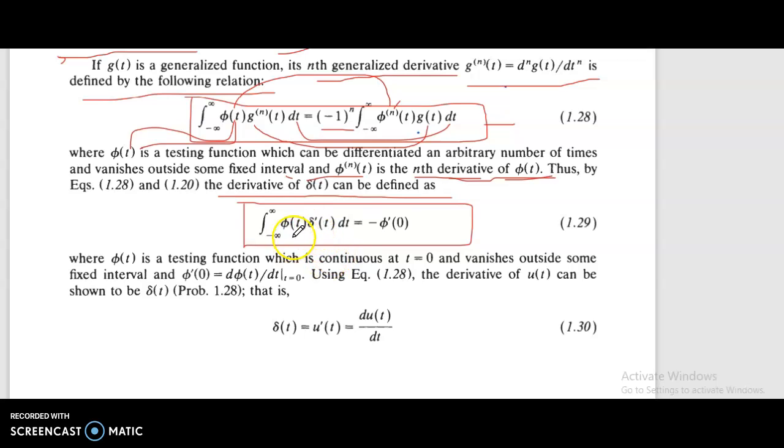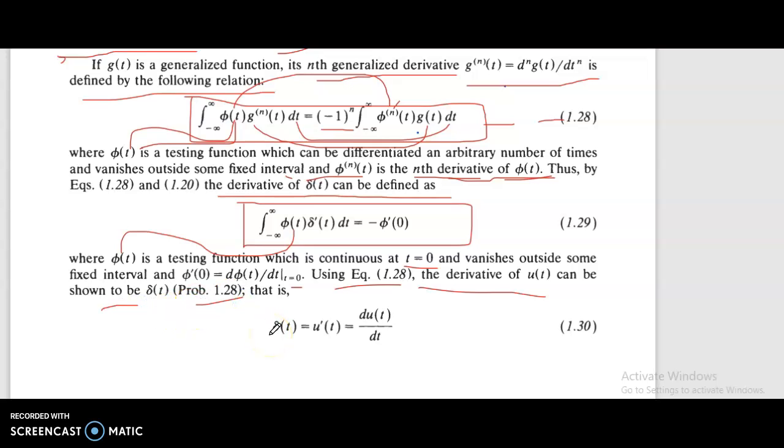Phi(t) is the testing function which is continuous at t equal to 0 and vanishes outside some fixed interval, and phi'(0) equals dphi(t) divided by dt at the condition t equal to 0. Using this equation 1.28, the derivative of u(t) can be shown to be delta(t).